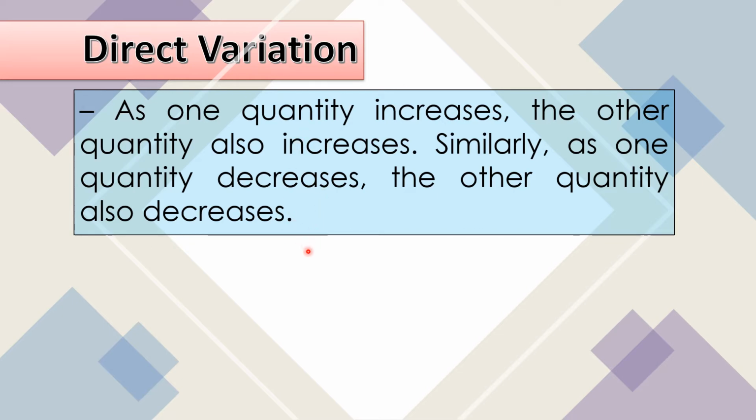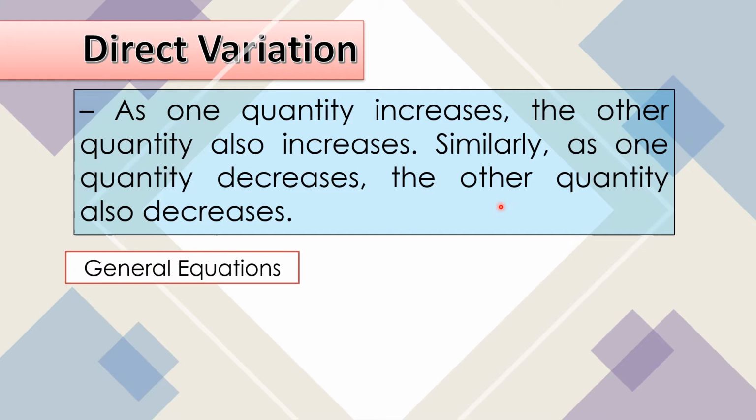Halimbawa, for example, meron tayong halimbawa na kapag tumaas yung presyo ng harina, ano mangyayari sa presyo ng tinapay? Siyempre, tataas din. Halimbawa, kapag bumaba ang presyo ng gasolina, bababa rin posible yung bayad sa pamasahe. So, yun yung example ng direct variation.